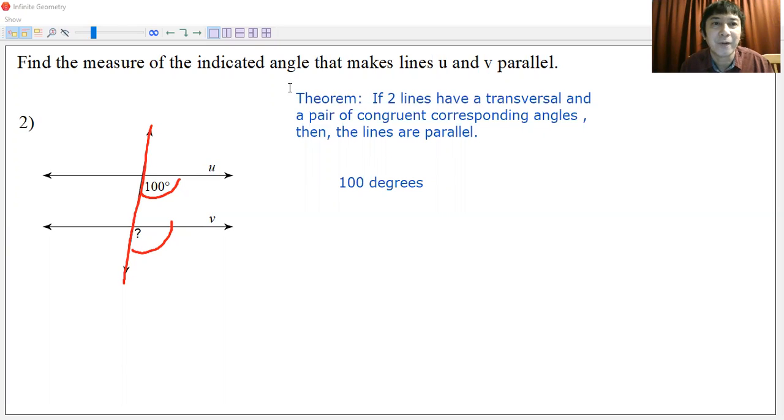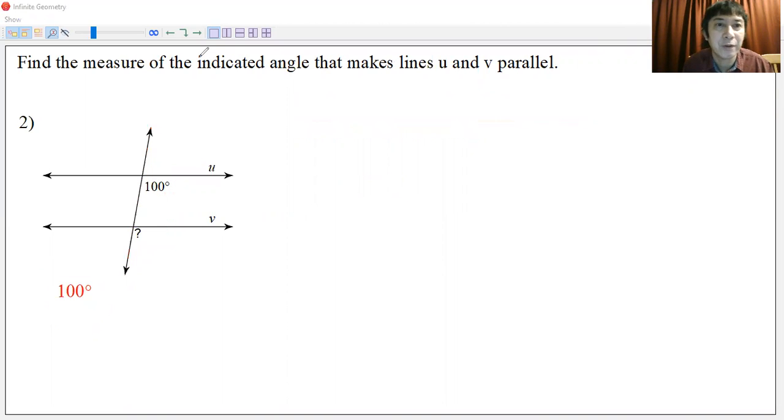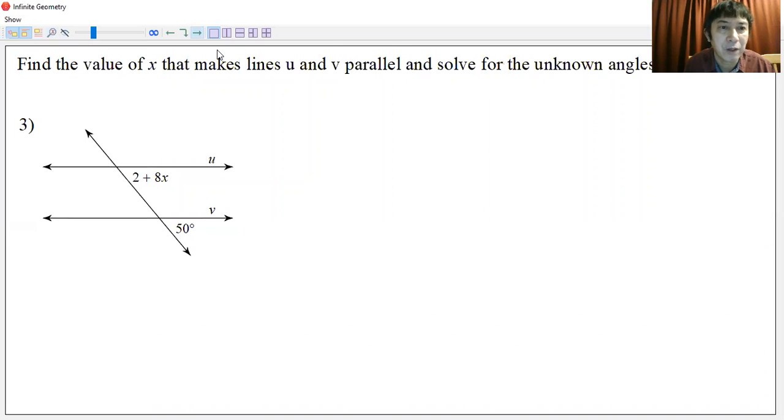All right, and we can verify that. There, it's 100. All right, so we're correct. Let's continue with the third. Okay, here's number 3.